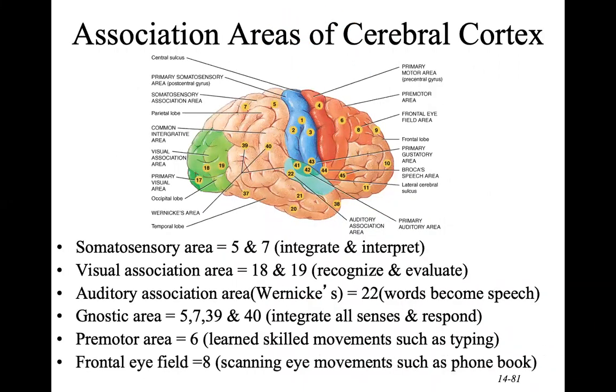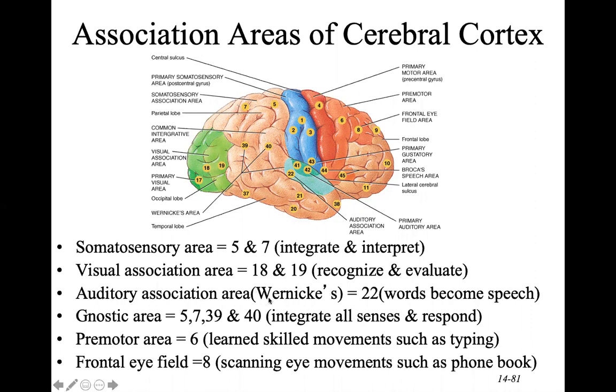Some of the association areas. Okay, so number 4 was the primary motor area. I'm sorry, 4 is the primary motor, 1, 2, and 3 is the primary sensory. What connects to the primary sensory area are these secondary areas that are going to try and interpret and integrate that. So it's associating with other parts of the brain. Again, number 17 is the primary visual area, but it's going to connect to 18 and 19 to allow you to interpret, recognize, and evaluate what it is you see.